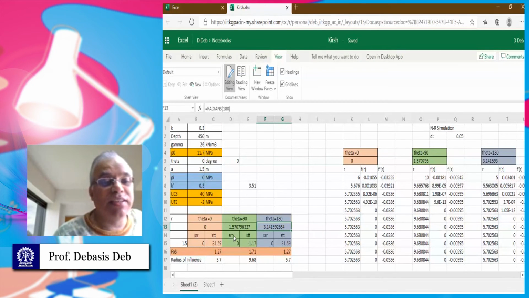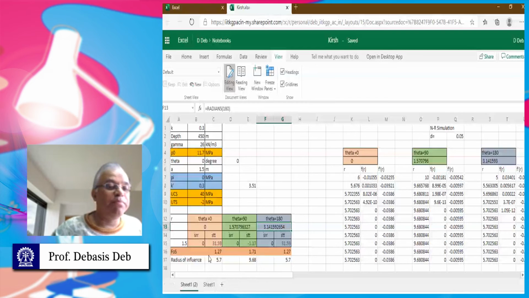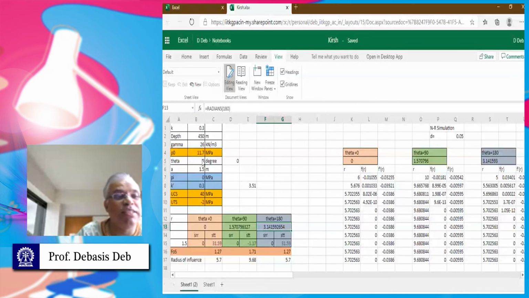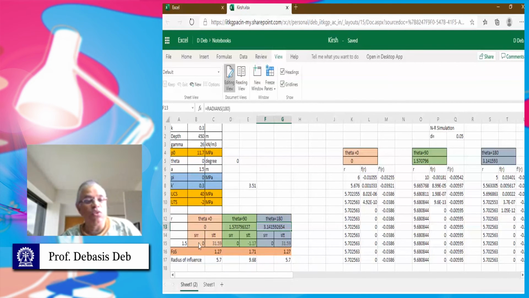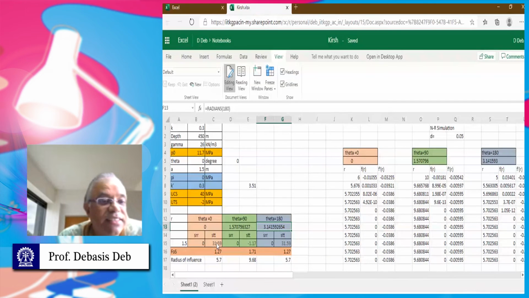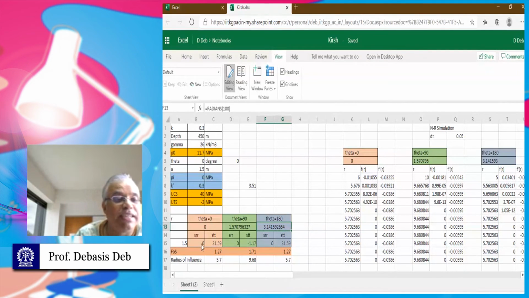So as you have said, sigma RR will be 0. So you can see all three will be 0. At point 1, this is point 1, your sigma theta theta is 31.59. So it used to be 11.7 and now it is 31.59 at that boundary, and sigma RR is 0. It is behaving like a uniaxial compression because there is no confinement here. It is 0.